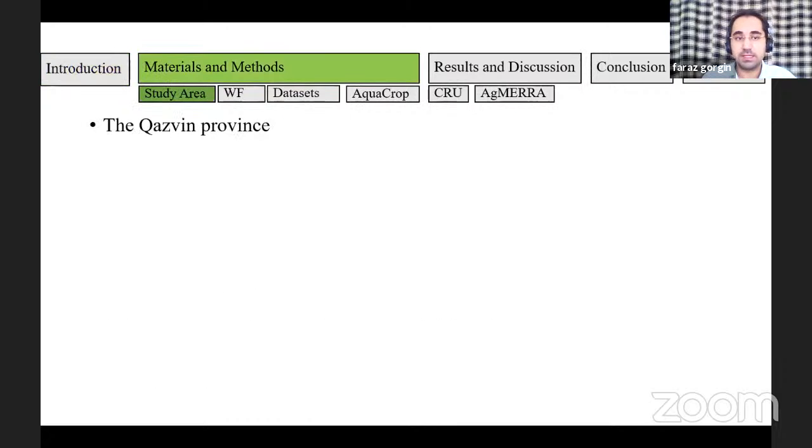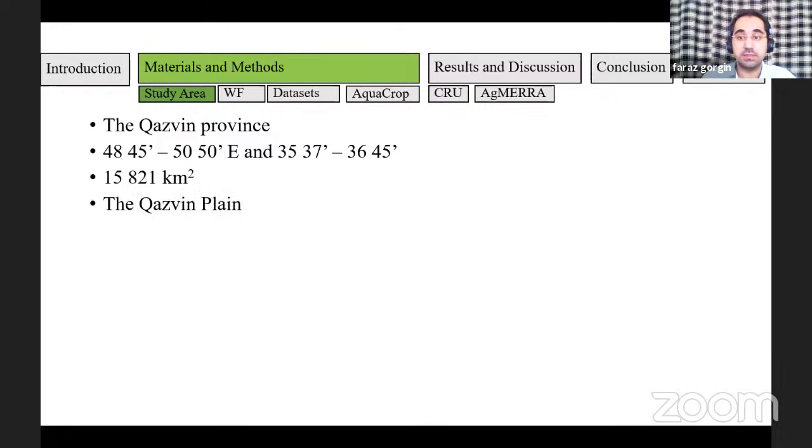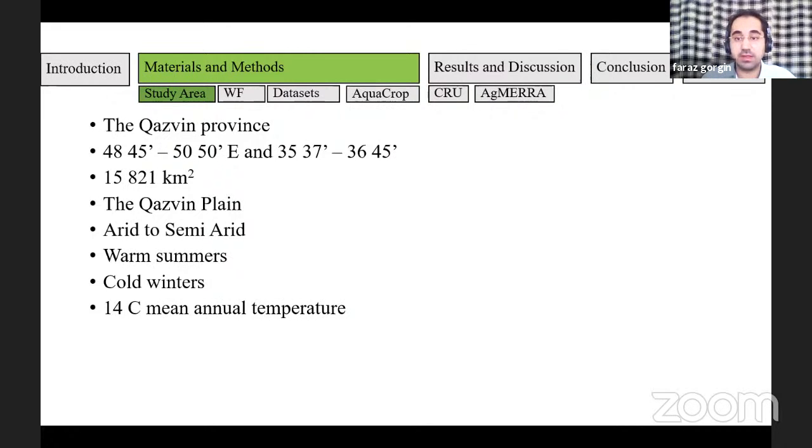The study area of this study was Qazvin province. This is the location of this province, and this is its area. The Qazvin plain is located in this province, which is the largest plain in the Salt Lake Basin with the largest cultivation area of various crops. The climate of this province is arid to semi-arid, with relatively warm summers and cold winters, a temperature of 14 degrees Celsius, and 300 millimeters of mean annual precipitation.